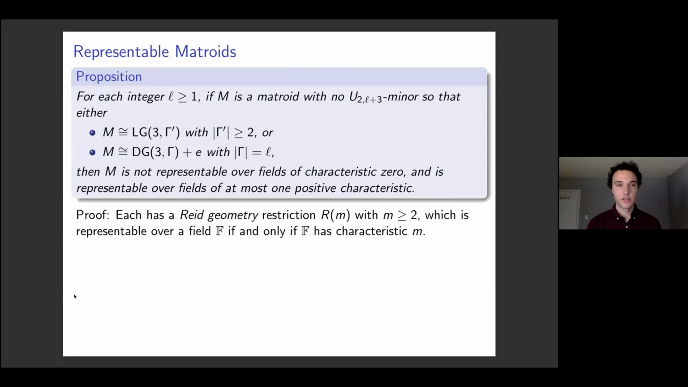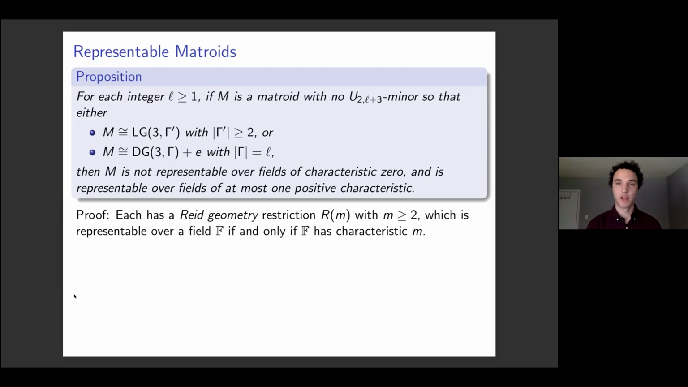It's not hard to show that each of these matroids has a Reed geometry restriction, which we denote Rm, which is representable over a field F if and only if F has characteristic m. Okay, so that was proved by Reed. And I'll just show you what these matroids look like.